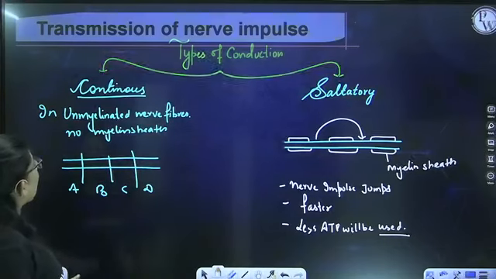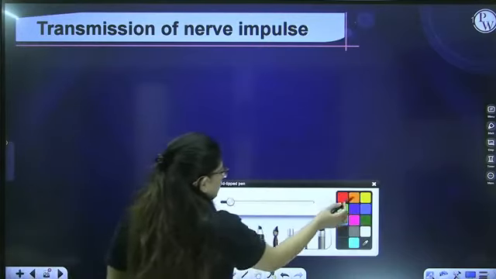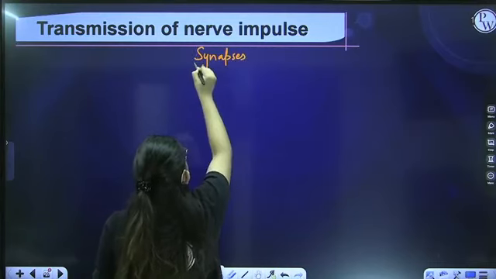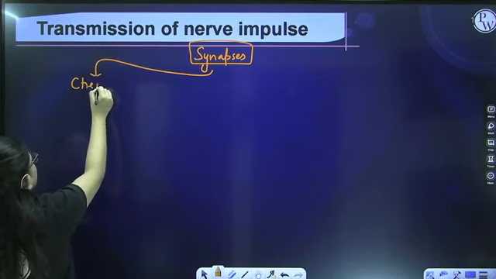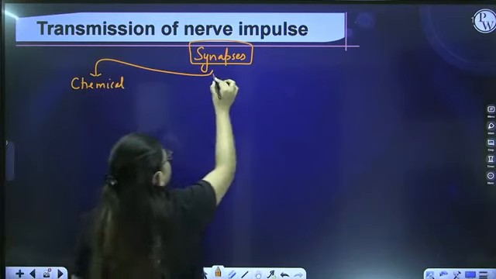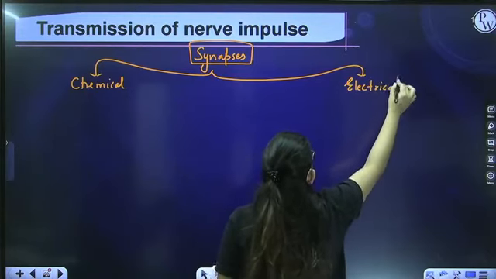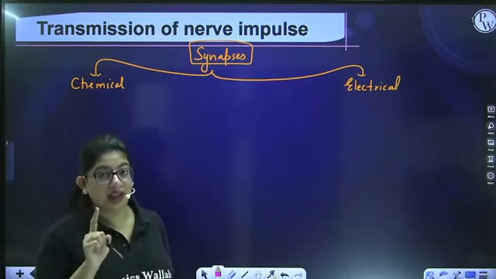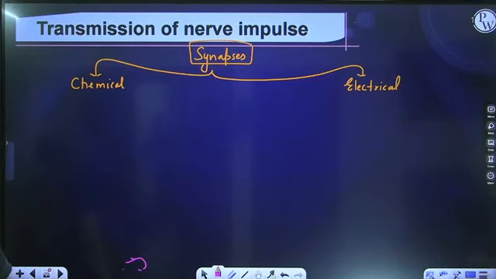Moving further, how is it transmitted from one neuron to another? First of all, for transmission, we have synapses. What do we have, guys? Synapses. As we have already done, synapses are of two types. One is a chemical synapse and another is the electrical synapse. Now, what's the difference? This is a very important topic, because questions have been asked from here in previous years.